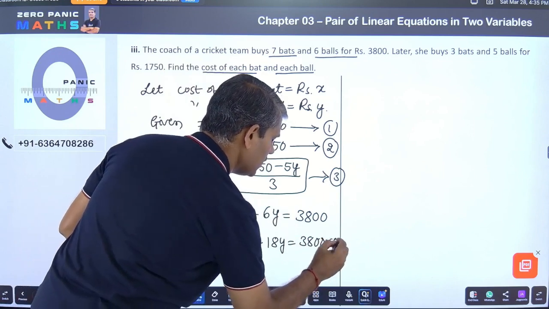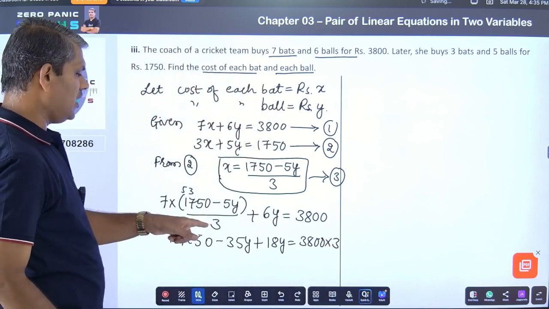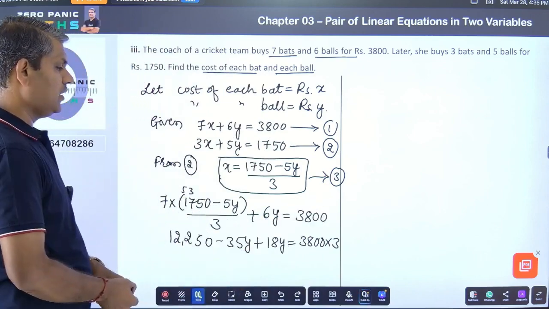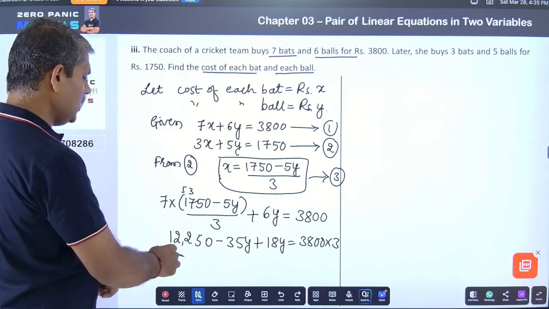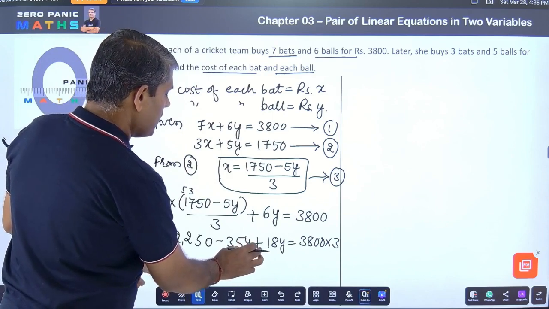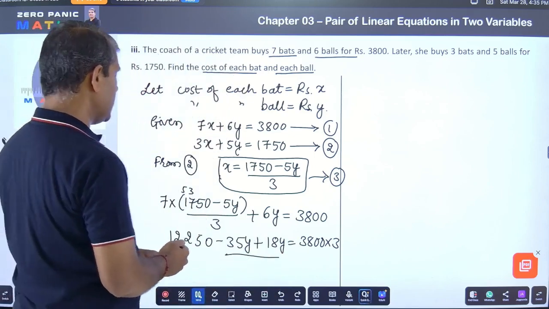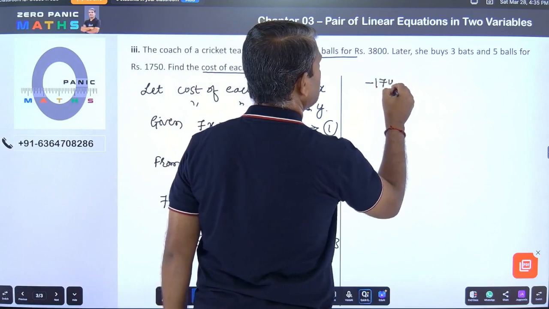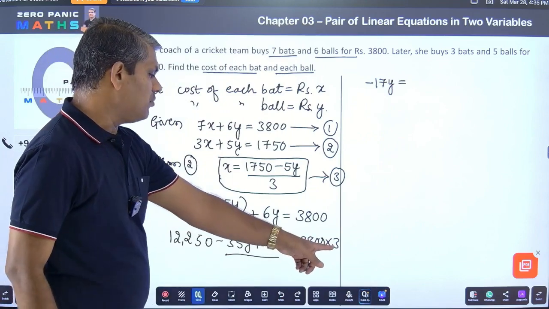18y is equal to 3800 into 3. I'm taking this 3, which comes as the LCM, to the other side. Now let us do the remaining things. What it will give me is minus 17y, right? 35y minus 18y is 17y. So I can keep this as minus 17y is equal to 3800 multiplied by 3.